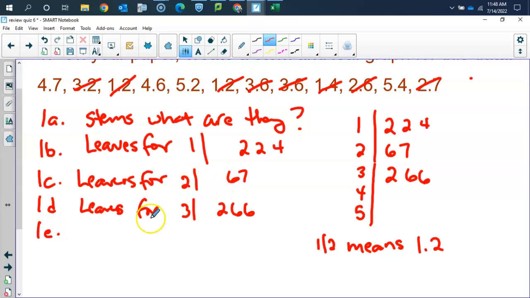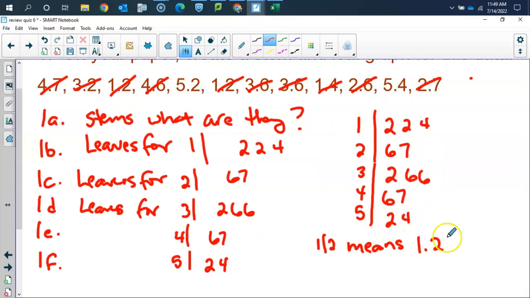1E. What are the leaves for 4? Go. Well, 4, we've got 4.7 and 4.6. Remember, your leaves should be in order, so this is going to be 6, 7. And then the last question, what are the leaves for 5? Go. Well, the only numbers left are 5.2 and 5.4, so 2 and 4. So here is my stem and leaf, and make sure when you create one that you include a key because that makes it readable.